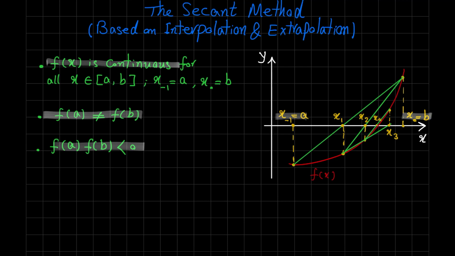Let's call a as x subscript minus 1 and b as x0. Okay, we draw the secant line between f(a) and f(b), and this is the line. The intersection of this secant line with the x-axis, we call it x1, and we seek the value of f(x) at this point. So it's going to be this point.